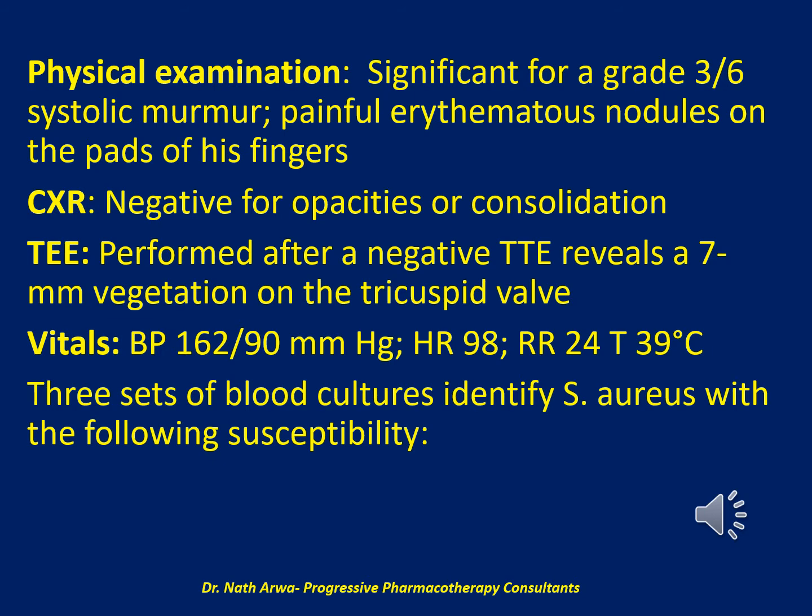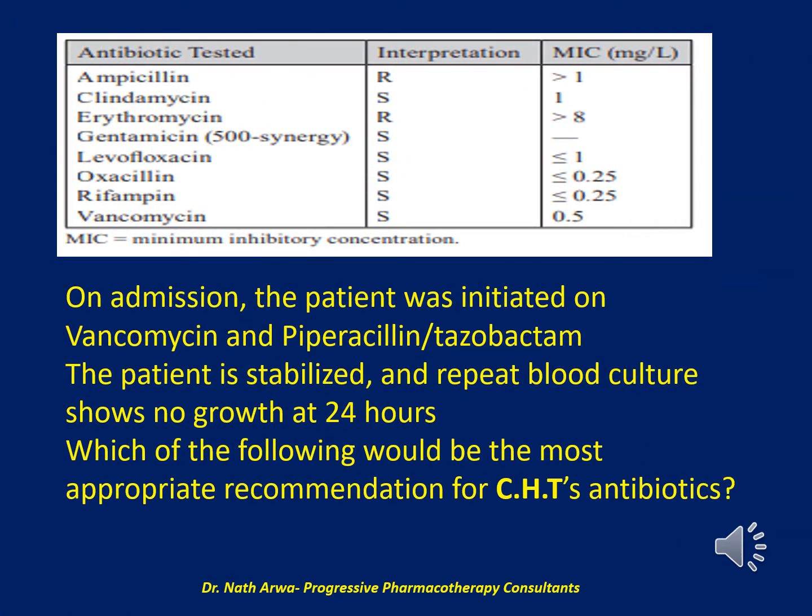Three sets of blood cultures identify Staphylococcus aureus with the following susceptibility. The pathogen is resistant to ampicillin and erythromycin, and susceptible to clindamycin, gentamicin, levofloxacin, cloxacillin, rifampicin and vancomycin. On admission, the patient was initiated on vancomycin and piperacillin-tazobactam. The patient is stabilized, and repeat blood culture shows no growth at 24 hours. So my question to you is, which of the following would be the most appropriate recommendation for CHT's antibiotics?